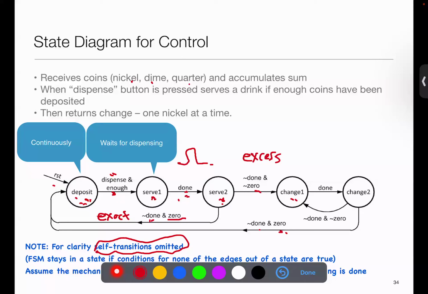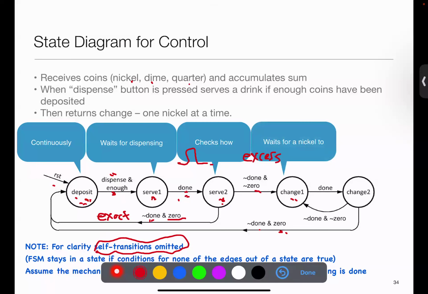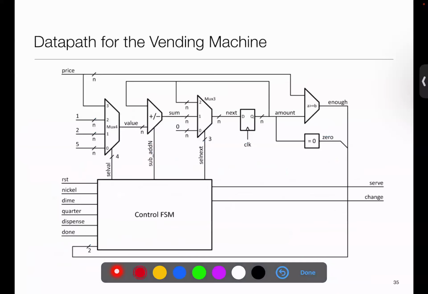So it's a very abstracted state machine. Obviously, a real implementation of this simplified machine will need a lot of details to be worked out, but that's basically happening. So let's walk through the states. In deposit, we are continuously sitting there waiting for coins. In serve 1, we are waiting for dispense. In serve 2, we are kind of checking. We wait for a nickel to be dispensed and check again, and then we go back.